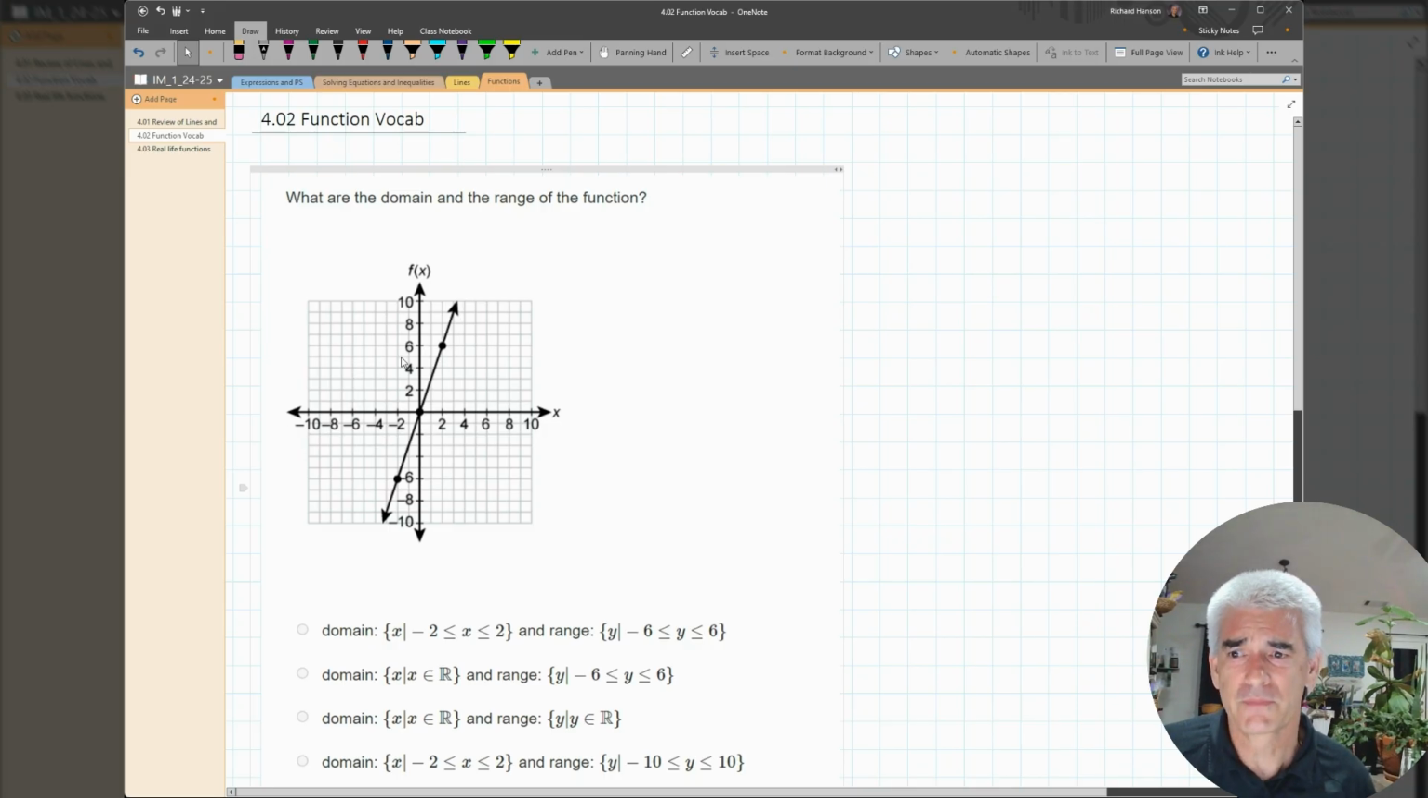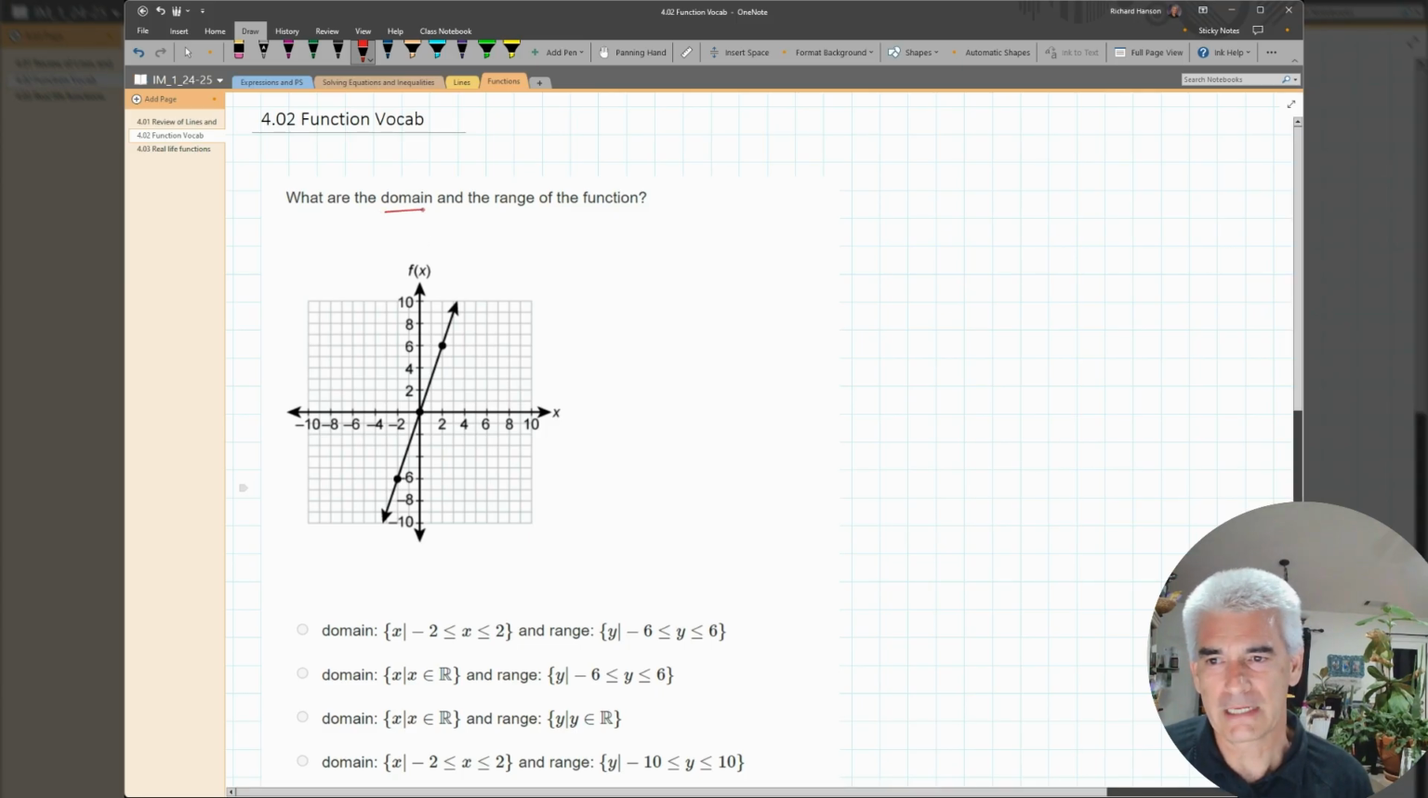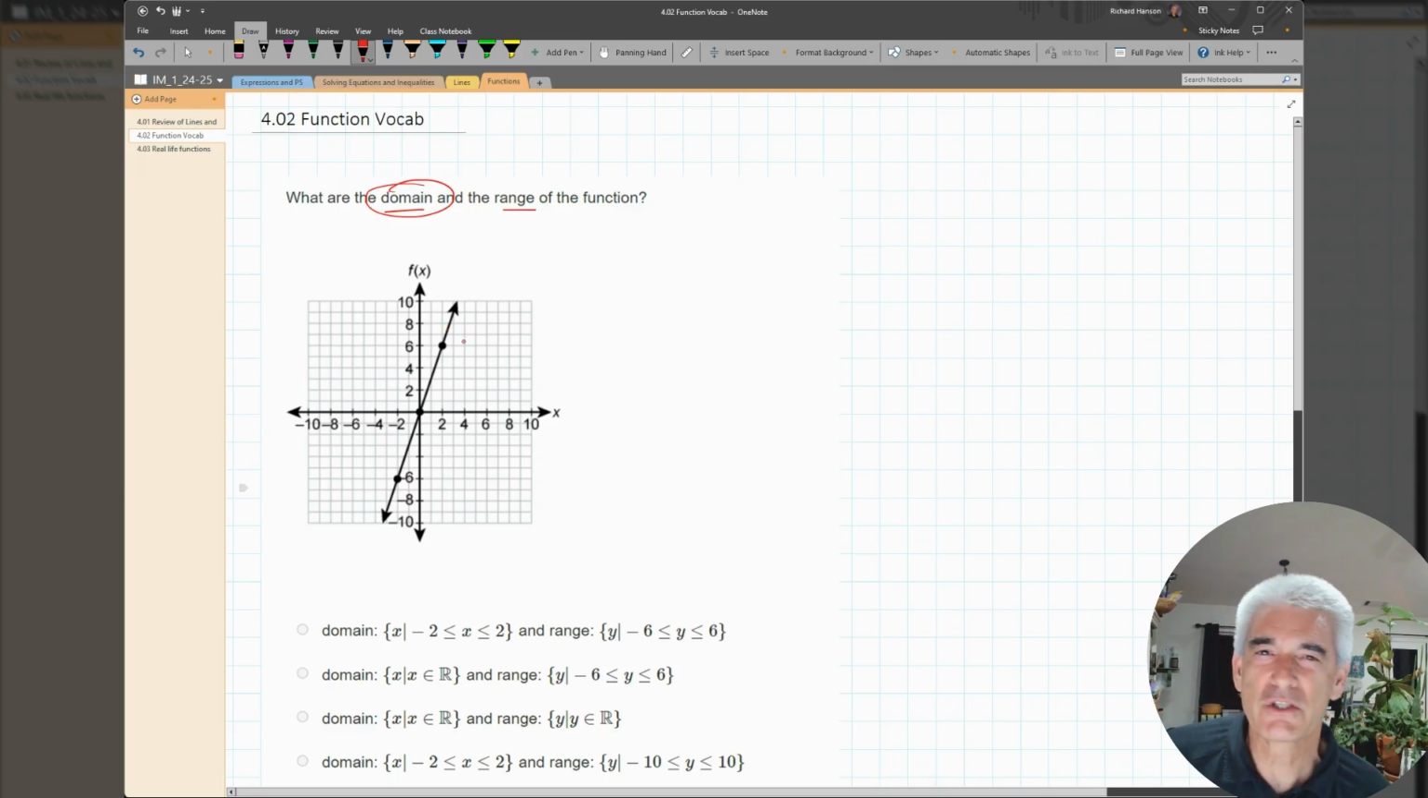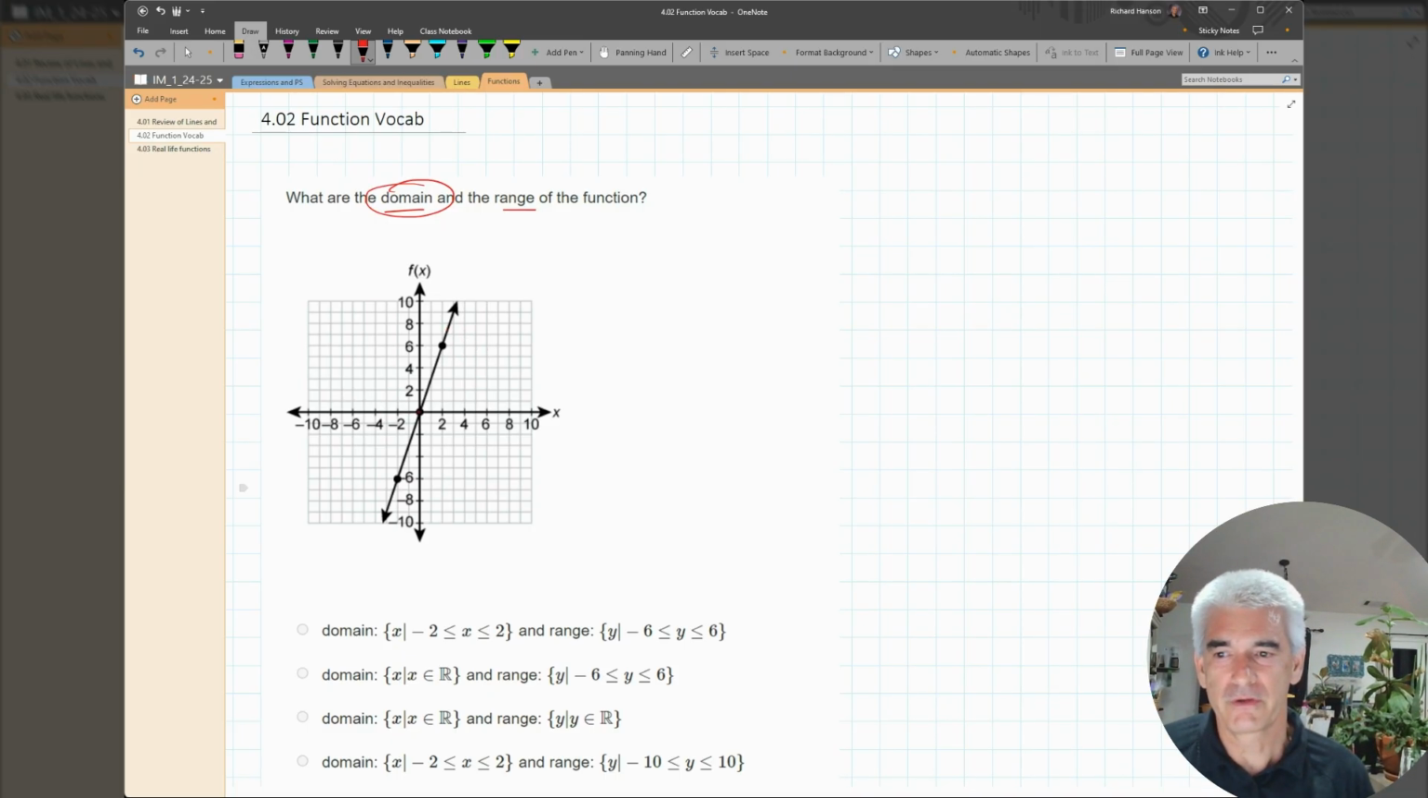So here's a graph. It is a relation, and it actually tells us it's a function. It says, what is the domain and range of the function? So whenever you're asked this, what's the domain and range? The domain are all the x values that you would see on this graph. Do you see a point with an x value of 0? Yes, there's one right there.